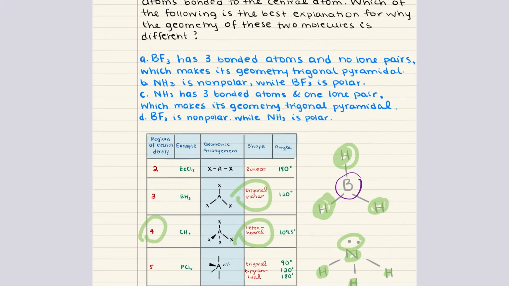A says boron trifluoride has three bonded atoms and no lone pairs, which makes its geometry trigonal pyramidal. Okay, now this statement is incorrect. It does have three bonded atoms and no lone pairs, but that makes it have a trigonal planar geometry, not trigonal pyramidal. Okay, so not A.